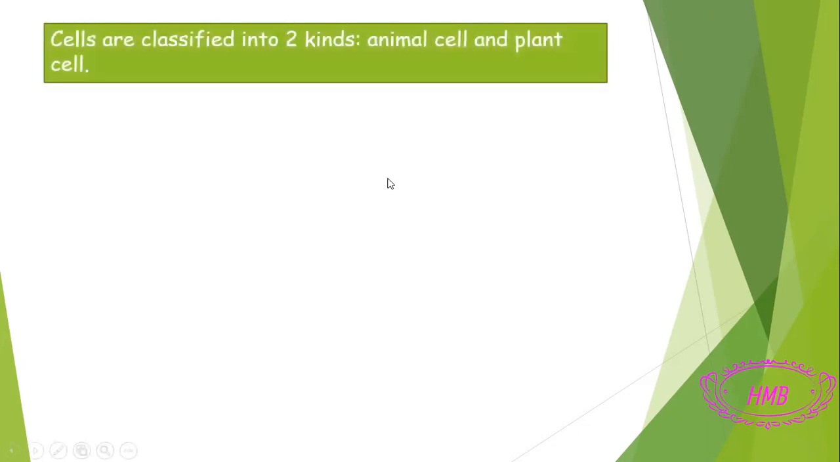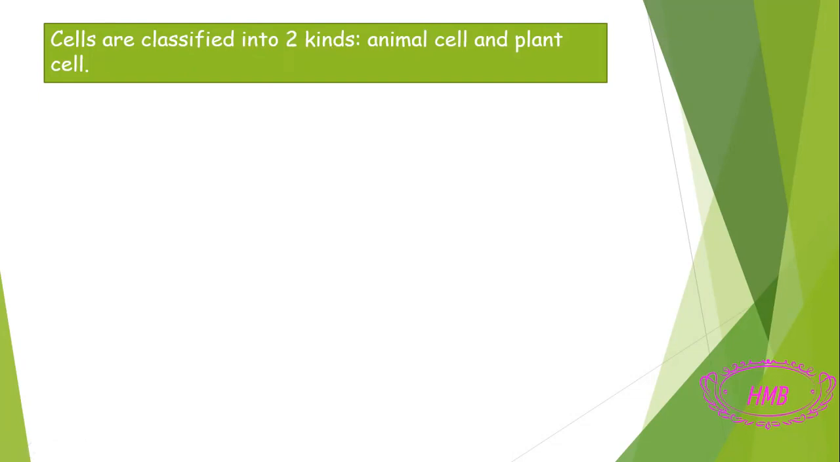Hello, in this video we are going to study in detail the parts of the plant cell. Before proceeding to the plant cell, I will remind you that all cells are classified into two kinds: animal cell and plant cell. From their names, animal cells are found in all species of animals, while plant cells are found in all species of plants.